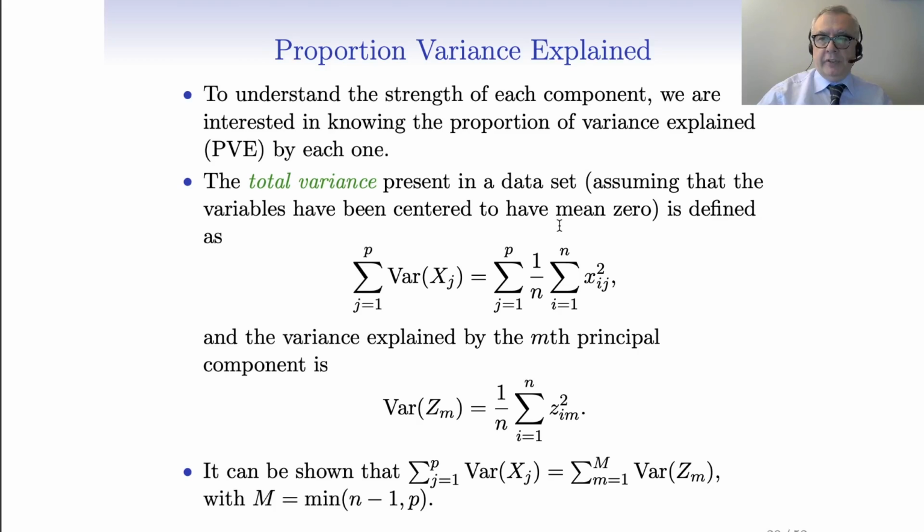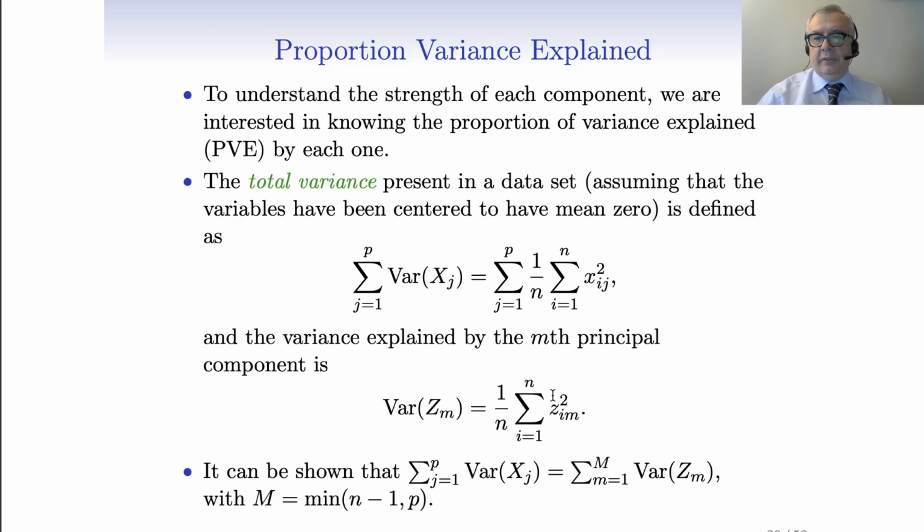Well, first of all, I have to introduce the notion of total variance present in a data set. Again, we have centered the data to have zero mean, and this is defined as the sum from j equal to 1 to p for all the features of the variance of each feature, and this can be computed as a sample variance. And then we have the variance that is explained by the mth principal component. So I just take the n values of the mth principal component, and I compute the sample variance.